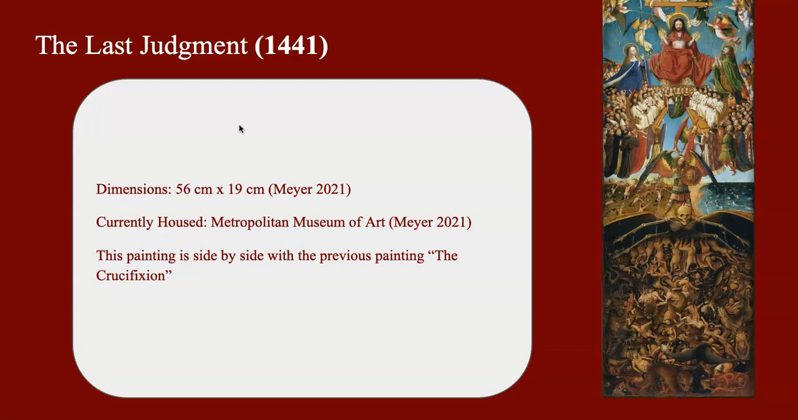Again, this one was side by side, so you can see after the Crucifixion what's going on in this painting. So it gives a perspective of Van Eyck's perspective on his religion and of Jesus Christ.